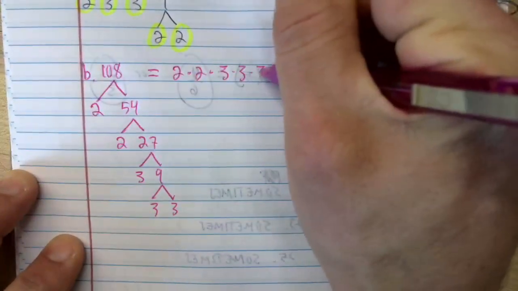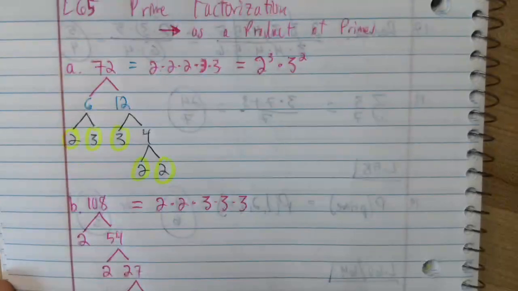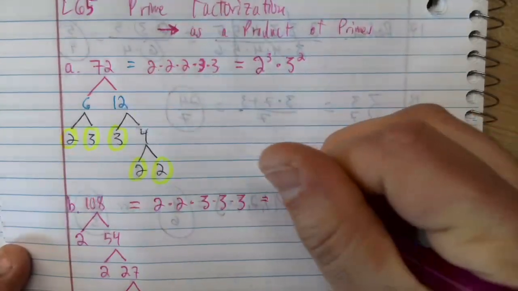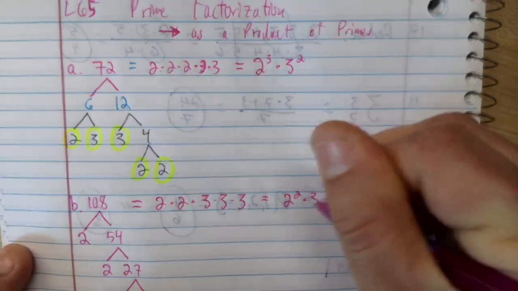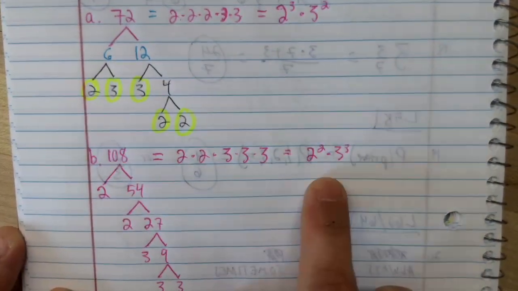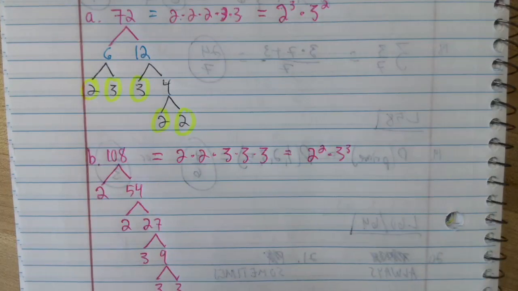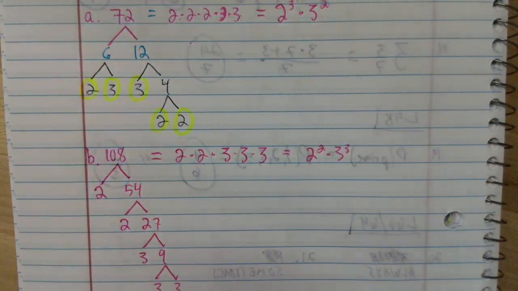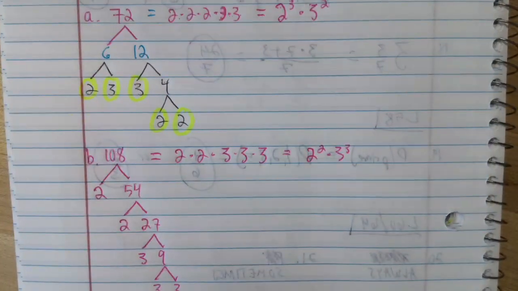3. Got 3 of them. So what we'll do, we're going to compare these. 2 squared, 3 to the 3rd power. But I'm not expecting you to write this yet. Okay? I'm not saying don't write it down. You should write it down because it's coming.